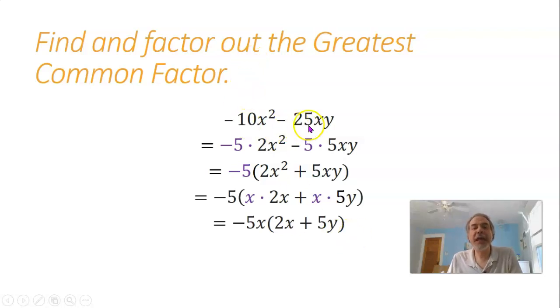So the greatest common factor could have a number part, and it could have a variable part, could have either one or both of those. Here, the greatest common factor was minus 5x. Once we pulled that out, then the part inside the parentheses, there wasn't anything else that these had in common.